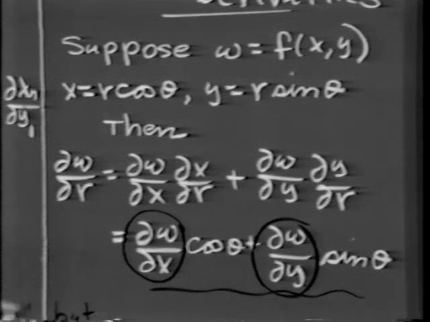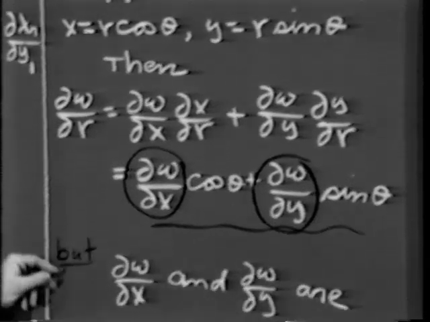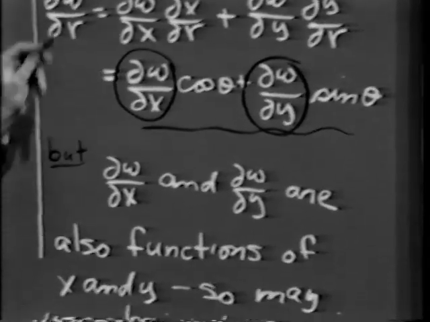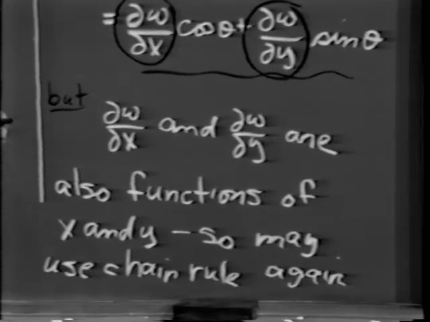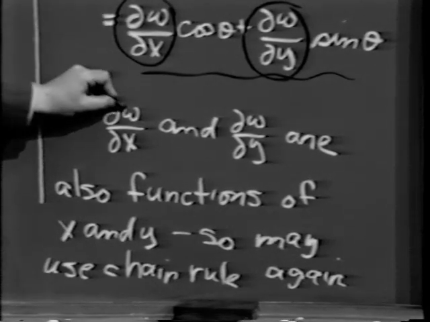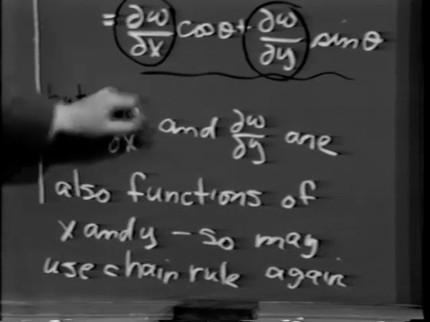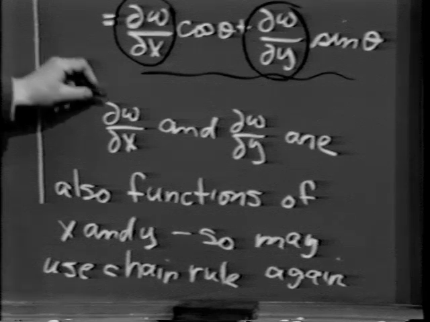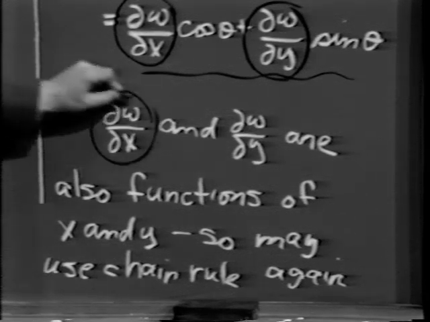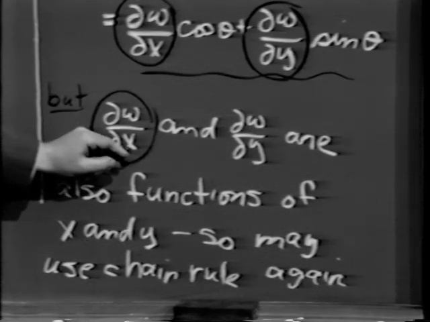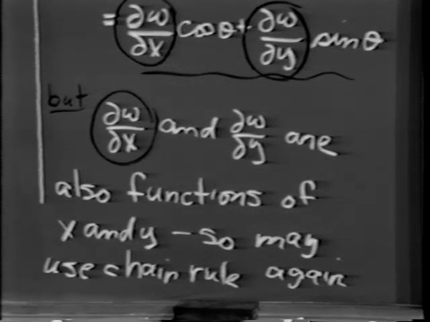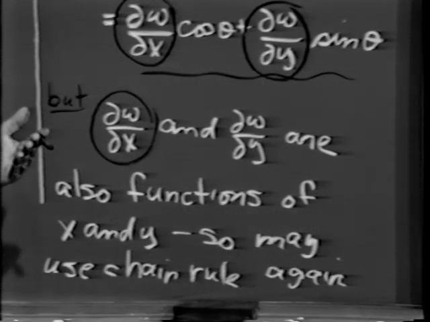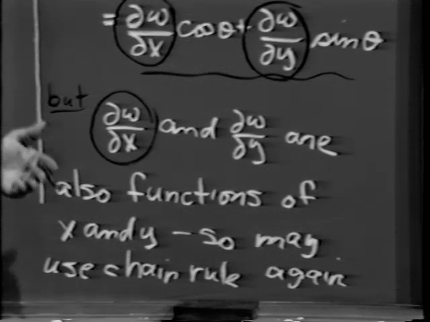Now, here's the key point. That's why I've accentuated it. In the same way that W was a function of both x and y, so also are the partials of W with respect to x and the partials of W with respect to y. Notice that in general, when you take the derivative of a function of both x and y with respect to x, the resulting function will again be a function of both x and y.